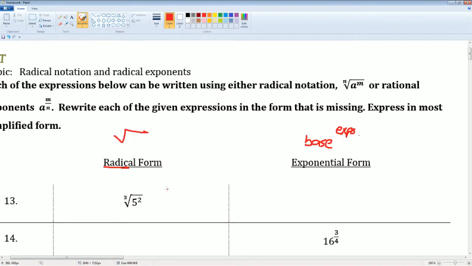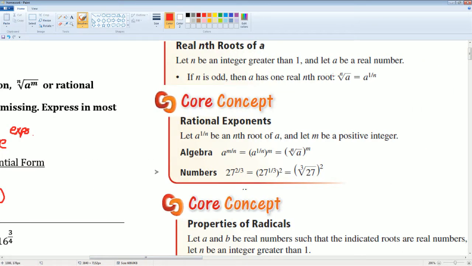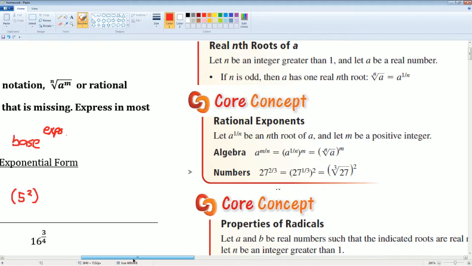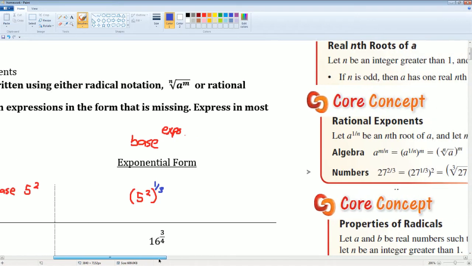So our base here is 5 over 2, and our radical is 3. Okay? So first of all, we write our base. So our base is 5 over 2, and let's put that in parentheses. And like it says here, it's going to be 1 over n, whatever is on the radical. And it's going to be 3. So right here, it's going to be 1 over 3. Okay? Now, there's something that we could do here.